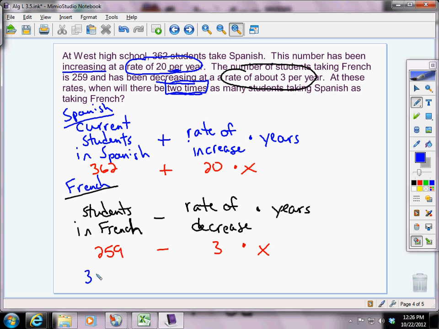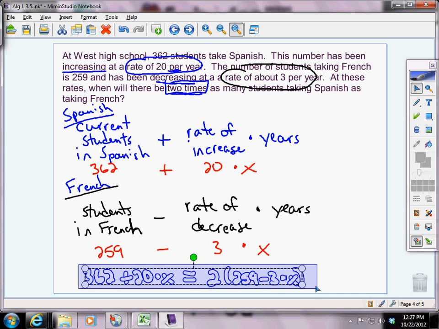So we want to know when our Spanish expression is going to equal 2 times as many students in the French class. That's why we're going to take our expression for the students in French and multiply it by 2. We don't just want to know when they equal each other, we want to know when there's 2 times as many students in Spanish as there is in French. Okay? So let's work on solving this equation. Once we get it set up, then it's just solving a linear equation.